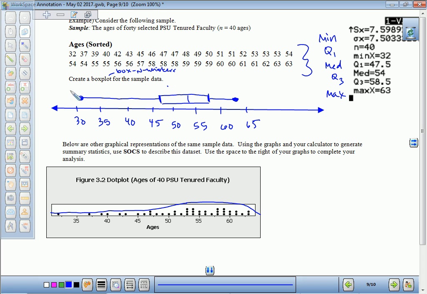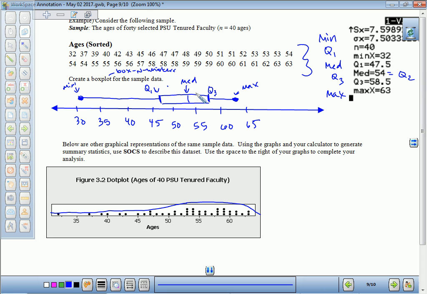So, the min is this dot. The max is this dot. The Q1 is this bar. The Q3 is this bar. Now, sometimes the median could also be called Q2. So if you ever see Q2, that means median. But the median goes here.